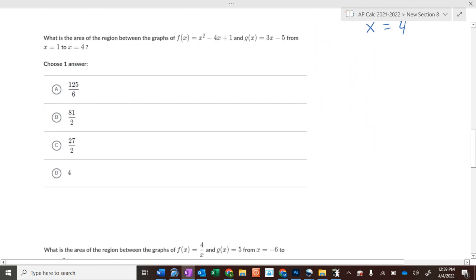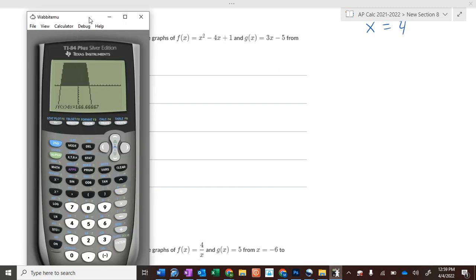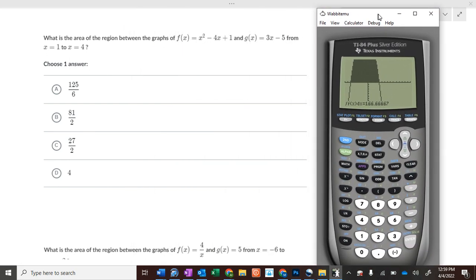All right. What about the region in between two curves? Could we use our graphing calculator for that? Yes, we can. All right, so here we go.